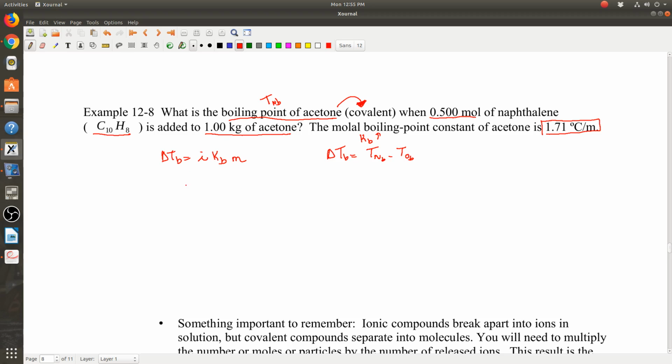All right, what is the i value, first of all? Well, I told you it's covalent, and for all covalent things, the i value is 1. That's the number of things it falls apart into. The K sub B was given to you right here. So 1.71 degrees Celsius per molal, not moles, per molal. If it was moles, it would say MOL. It's not moles, it's molality.